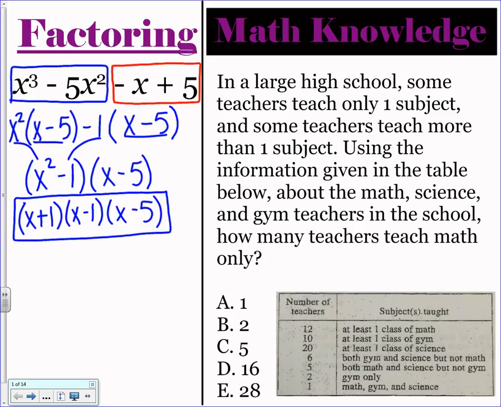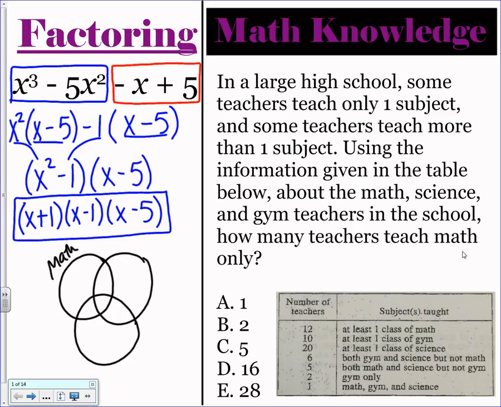Now on this math knowledge question, what you're going to want to do is make a Venn diagram. We're going to have 3 circles for our Venn diagram because we have math, science, and we also have gym. So this is the math circle, this is the science circle, and this is the gym circle. We're going to start at the bottom. It says 1 teacher teaches math, gym, and science. So that means in this little box here, for part of the Venn diagram, we have 1.